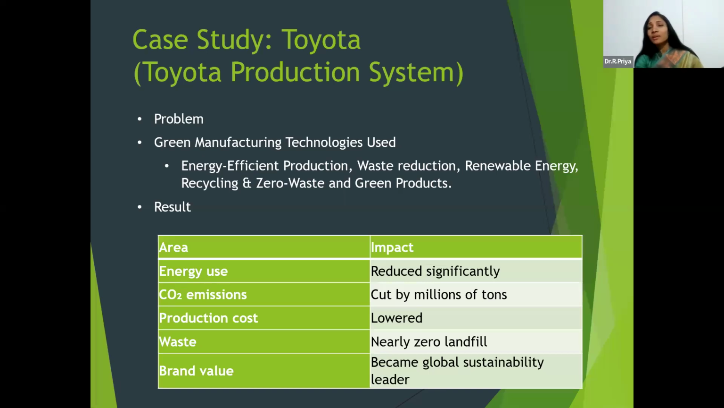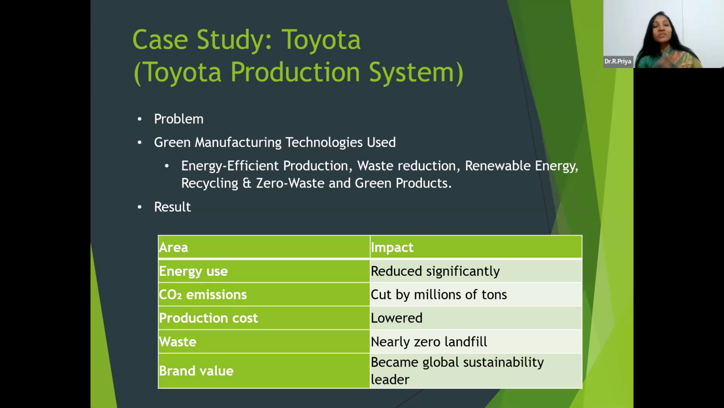But what is the problem here? The automobile industry consumes a huge amount of energy. Large quantities of steel, plastics, and chemicals even generate high CO2 emissions and industrial waste, everything. So Toyota wanted to reduce the cost, improve the efficiency, and protect the environment. So they planned to use green manufacturing technologies.